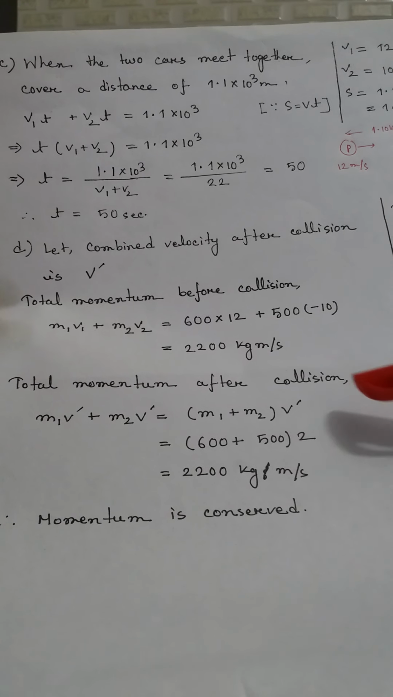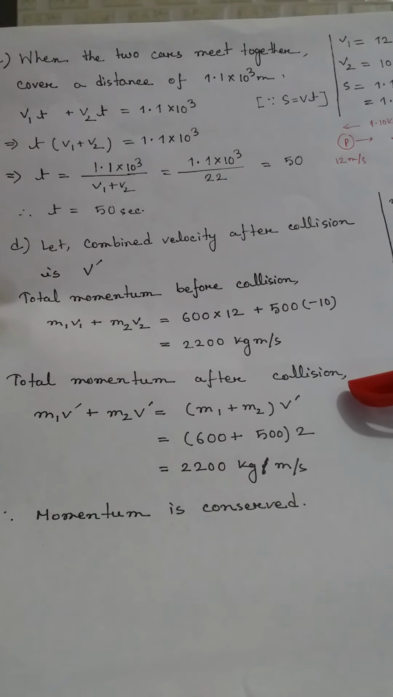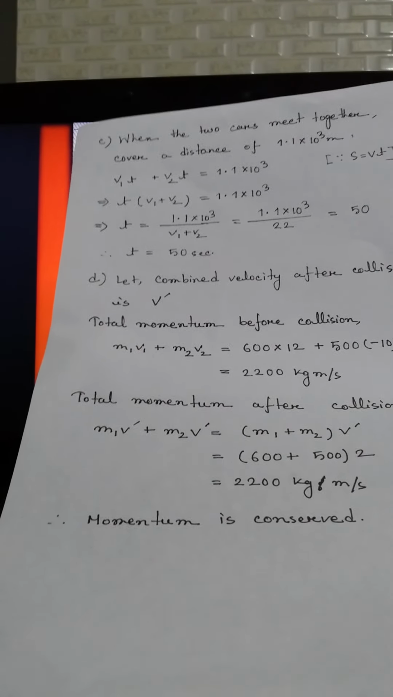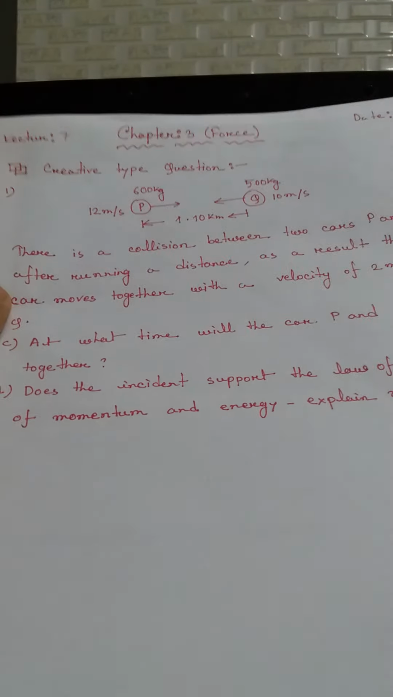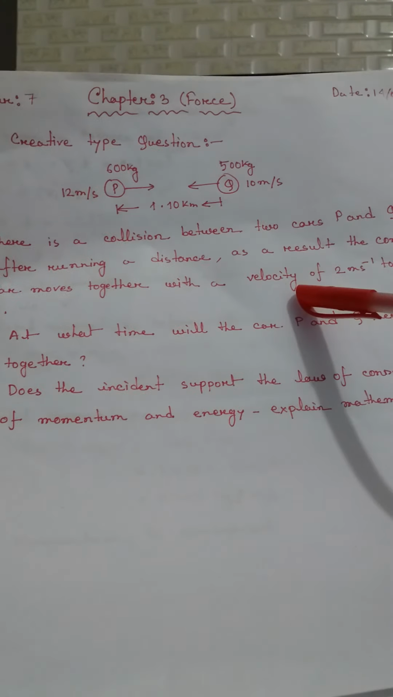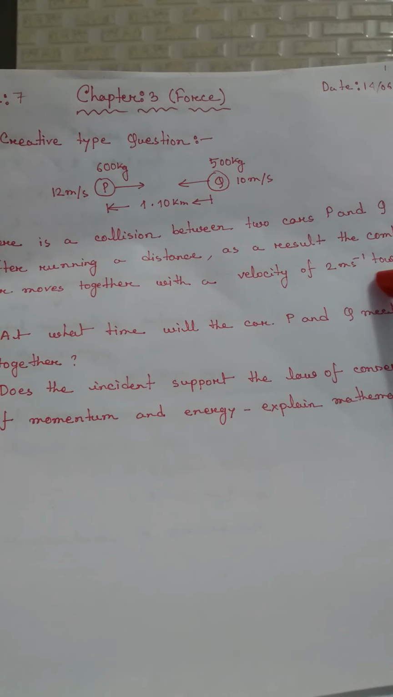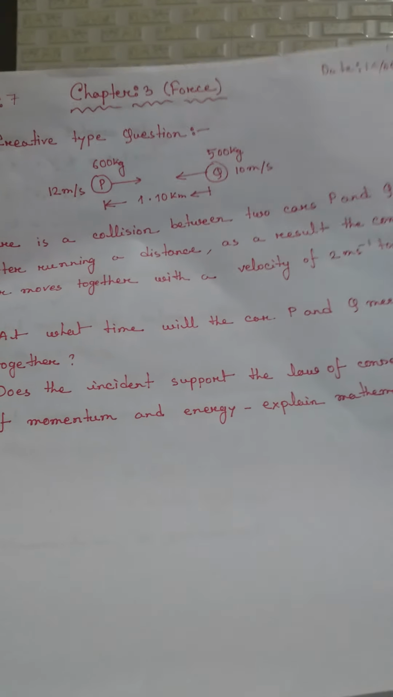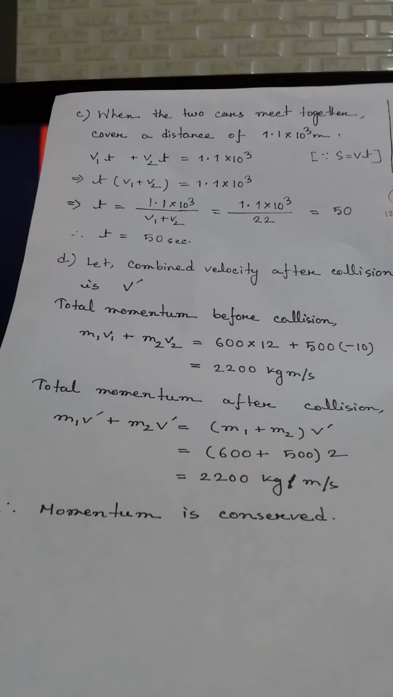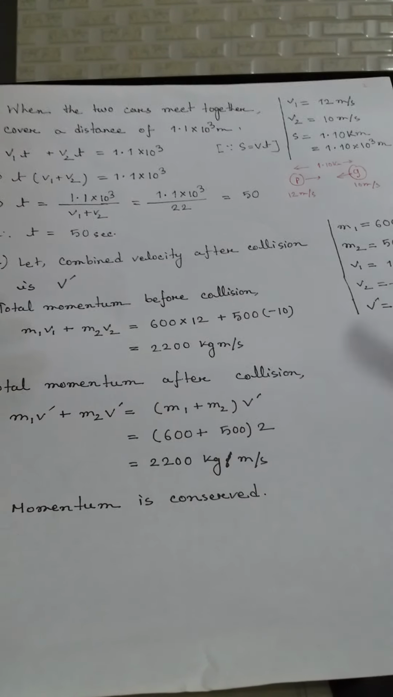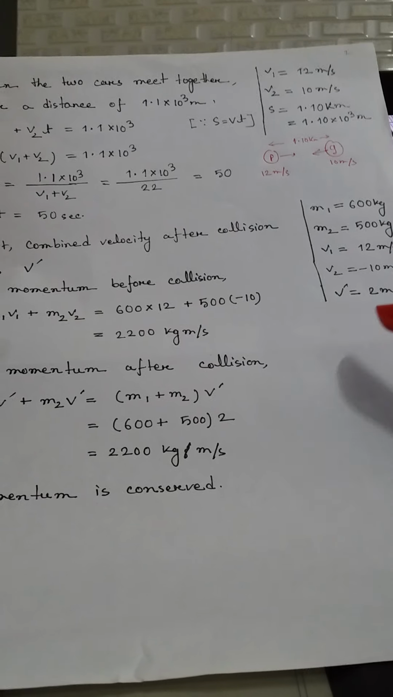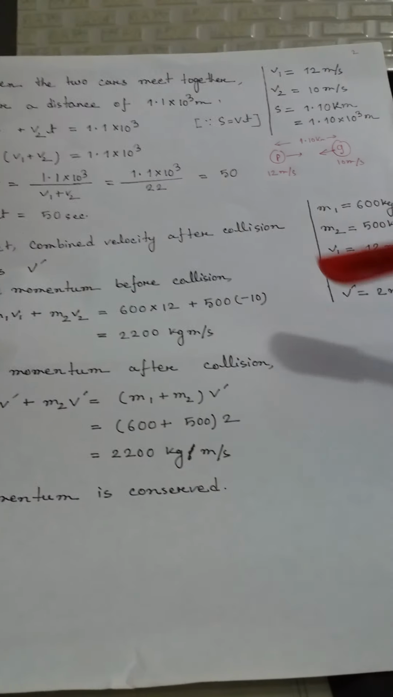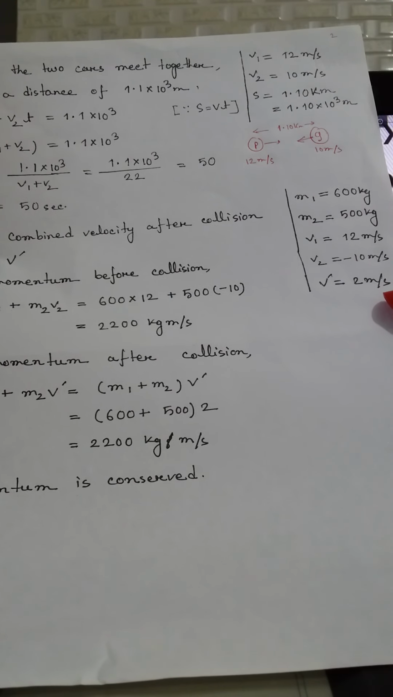And now if we calculate the total momentum after collision, in our question it was stated that after collision they run with a common velocity of 2 meter per second. After collision both the cars have a common velocity of 2 meter per second. So let's assume the combined velocity after the collision is v dash, or v prime. Then the value of v prime is given in our question, 2 meter per second.